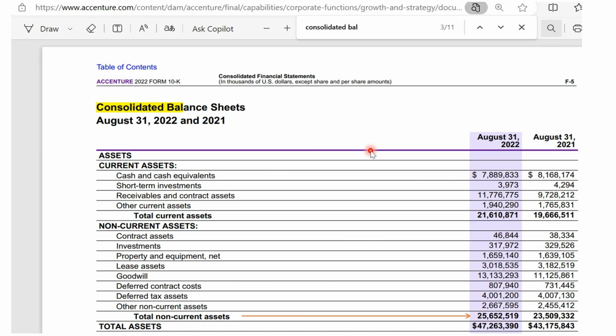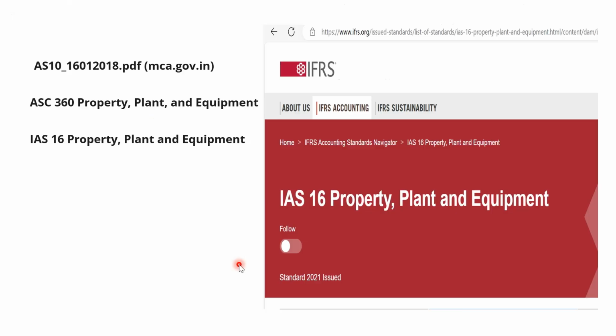Let me take you to one example, Accenture's Form 10-K, which is the annual report of a company, where assets are classified as current and non-current, and then they have given the total of assets. In non-current, we have property, goodwill, deferred tax assets, and in current, we have cash and cash equivalents, investments, receivables. These are all there, right? See, in investment, we have short-term investment, which is under current assets, and we also have long-term investment as well, right? So this is my non-current assets. This is how any company presents its annual report.